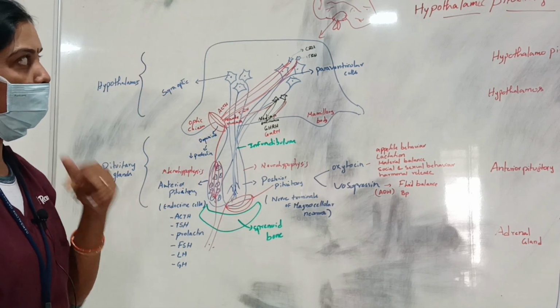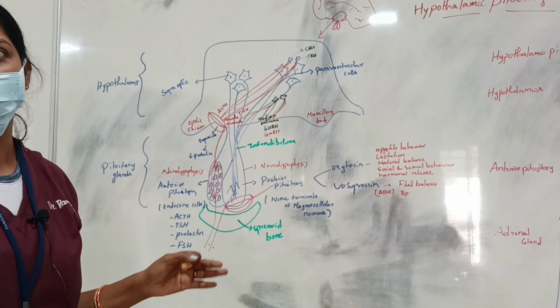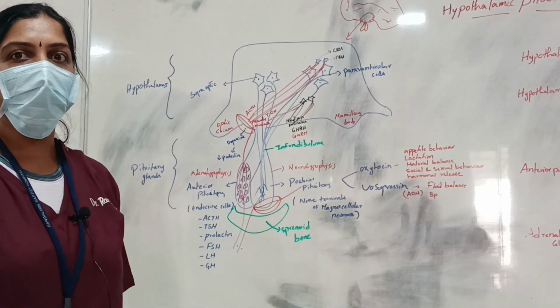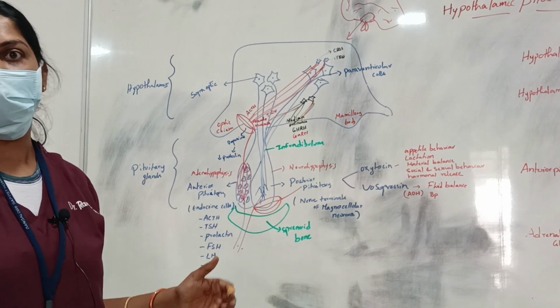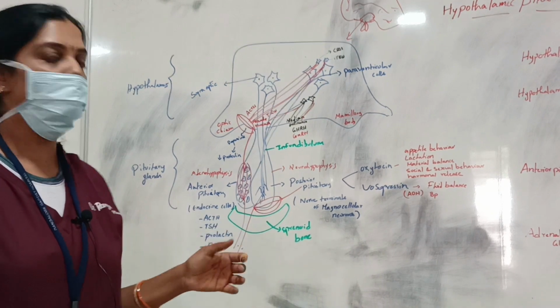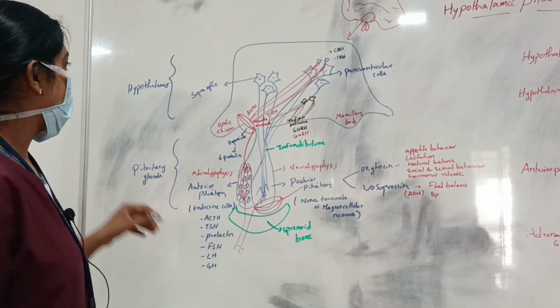Why is this hypothalamo pituitary axis so important? Because it maintains homeostasis in our body. Can anyone say what homeostasis is? Balance in our body, like hormonal balance, stress. If any external stress is there, for balancing, this axis is very important.